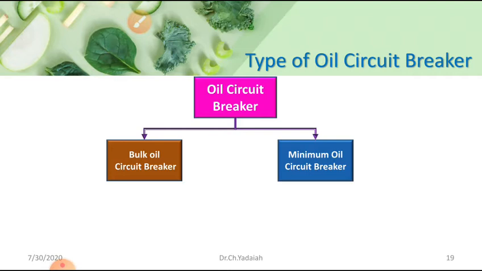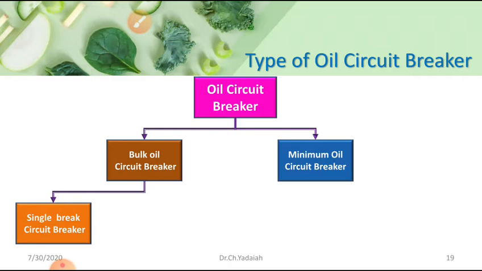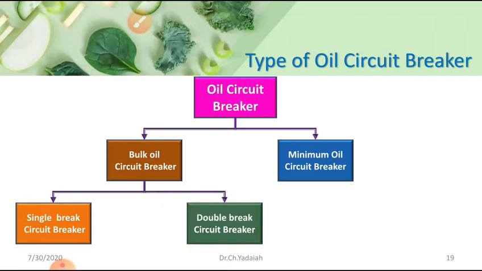In the bulk oil circuit breaker, the oil acts as an insulating media from phase to body. The body is the grounded, metallic, earthed body. We will see later the comparison between the bulk oil circuit breaker and the minimum oil circuit breaker, after completing the minimum oil circuit breaker. Now the bulk oil circuit breaker is further classified into two types: a single break circuit breaker and a double break circuit breaker. Here, the break means where the contacts open, similar to isolators. We have seen single break isolators and double break isolators.